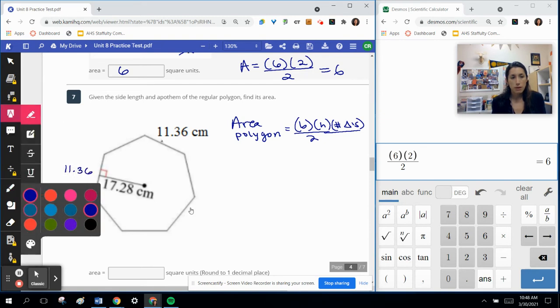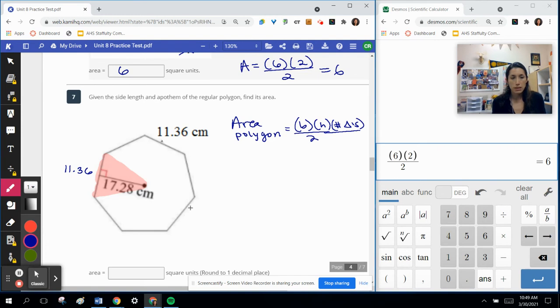And then I'm just going to imagine we have this triangle here. Now in that triangle, we've got 17.28, that's the height, or we also call that the apothem of the figure. And then we also imagine, okay, well, we've got the base, that's 11.36. We've got the height, 17.28. Now, the number of triangles is going to be 7. That is a 7-sided figure.